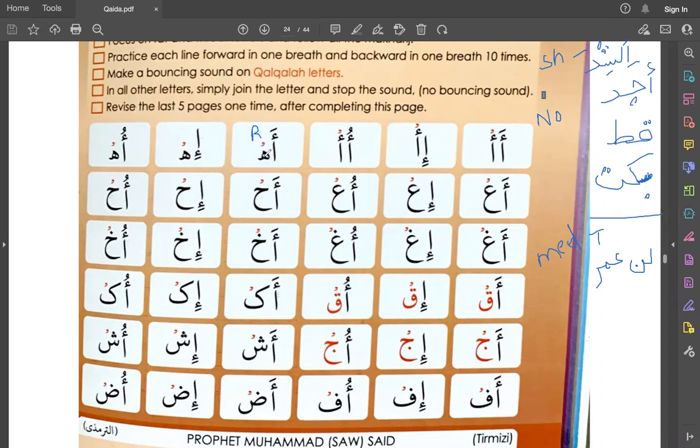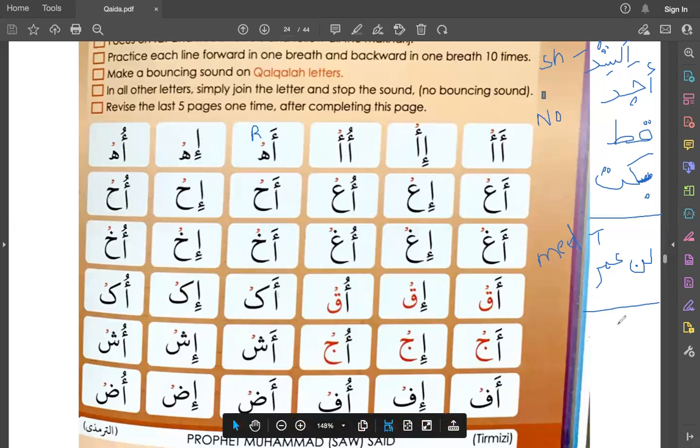Okay. Now comes ha. Ha is among the letters which have rakhawa, and rakhawa is flow of sound. The sound should not stop until the next letter comes. So the sound should flow very nicely. So which letters are these? All the letters other than Ajid, Qatim, Bakat, and Lin Umar are under this category.